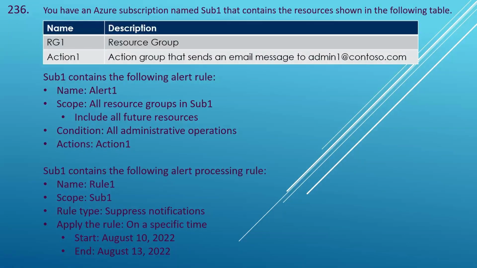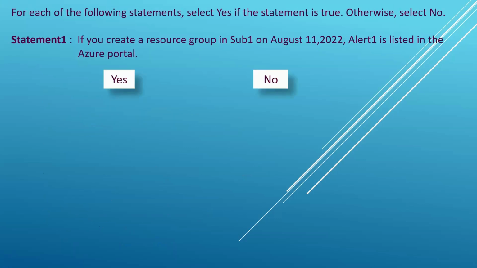Friends, now that we know the difference between alert rule and alert processing rule, let's look at the next part of this question. For each of the following statements, select yes if the statement is true, otherwise select no. And the first statement is, if you create a resource group in Sub1 on August 11th, 2022, Alert1 is listed in the Azure portal. This statement is correct. Even though August 11, 2022 falls between the time range where the alerts are suppressed, the statement is talking about Alert1 being listed in the Azure portal. Alert will still be listed, but it is suppressed. What does it mean? The email notification that was supposed to be sent to admin1@contoso.com will not be sent.